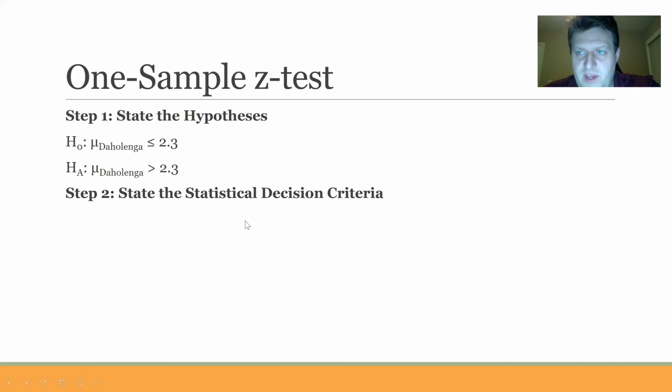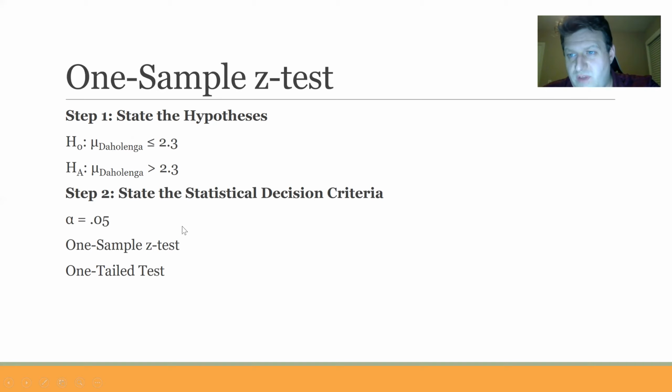How about the decision criterion? Well, alpha is going to be equal to 0.05. We have a one sample z-test, as we can easily tell. We have a one-tailed test, as we mentioned previously. And the cutoff value, if it's a one-tailed test, is going to be either negative or positive 1.645. Since our prediction is greater than, we are predicting the z-score is going to be higher than positive 1.645. So my cutoff value is going to be positive 1.645.